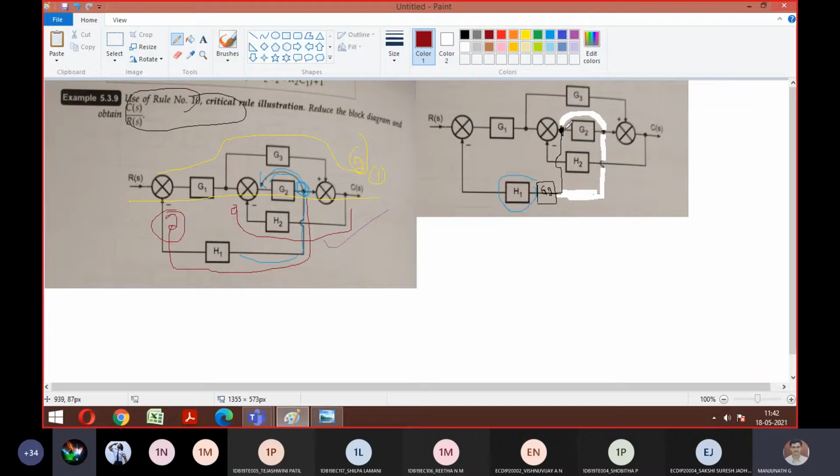Now you should tell me what is going to happen after this. Which rule are you going to implement? The breakaway point is here. There is one feedback path here. There is one feedback path here. So I can't take anything else because of the presence of this breakaway point. If you move this breakaway point here, then this becomes one feedback path, and similarly, this becomes one feedback path. Agree or not?